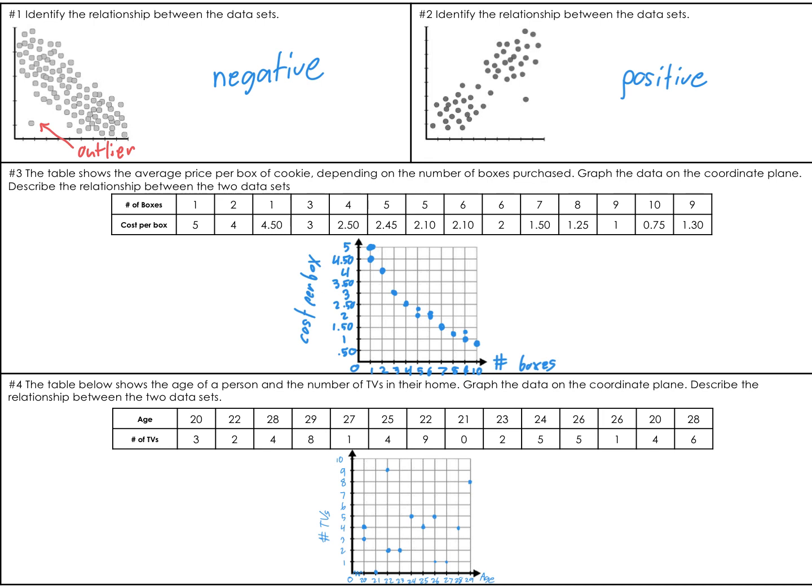I do want to point out that the general trend for 1 and 2 makes a straight line, while number 3 kind of curves. That means 1 and 2 are linear associations, and 3 is nonlinear.